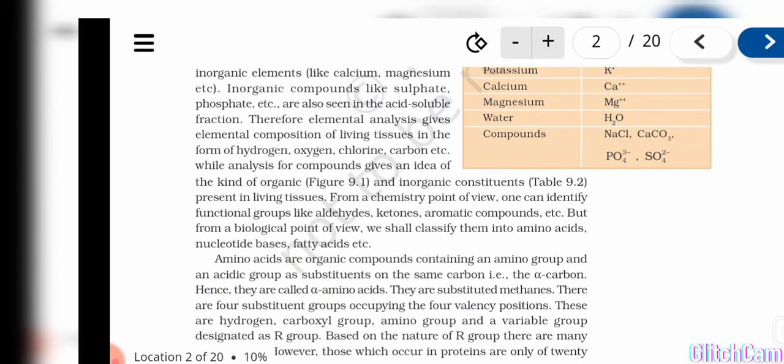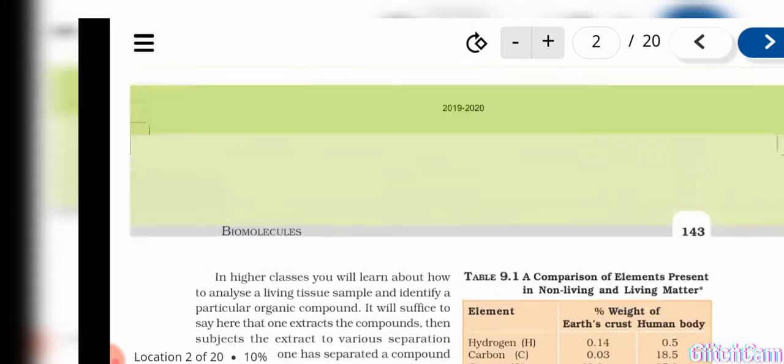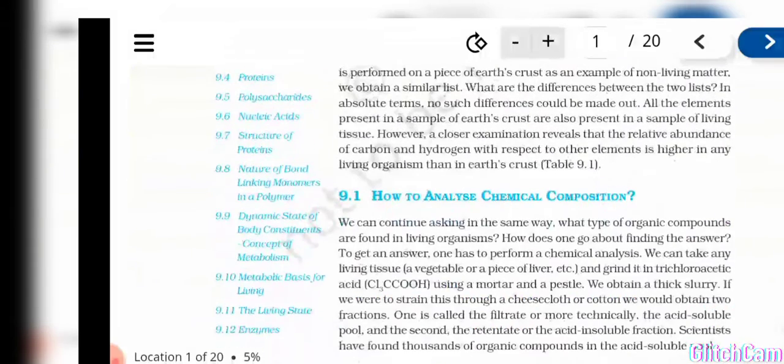So we can identify different groups. There are tests also, isn't it? You are doing different tests for different functional groups, like aldehydes, ketones, aromatic compounds, etc. We can identify them by different tests. Understood? So like this, we can understand what kind of elements are there in a tissue.